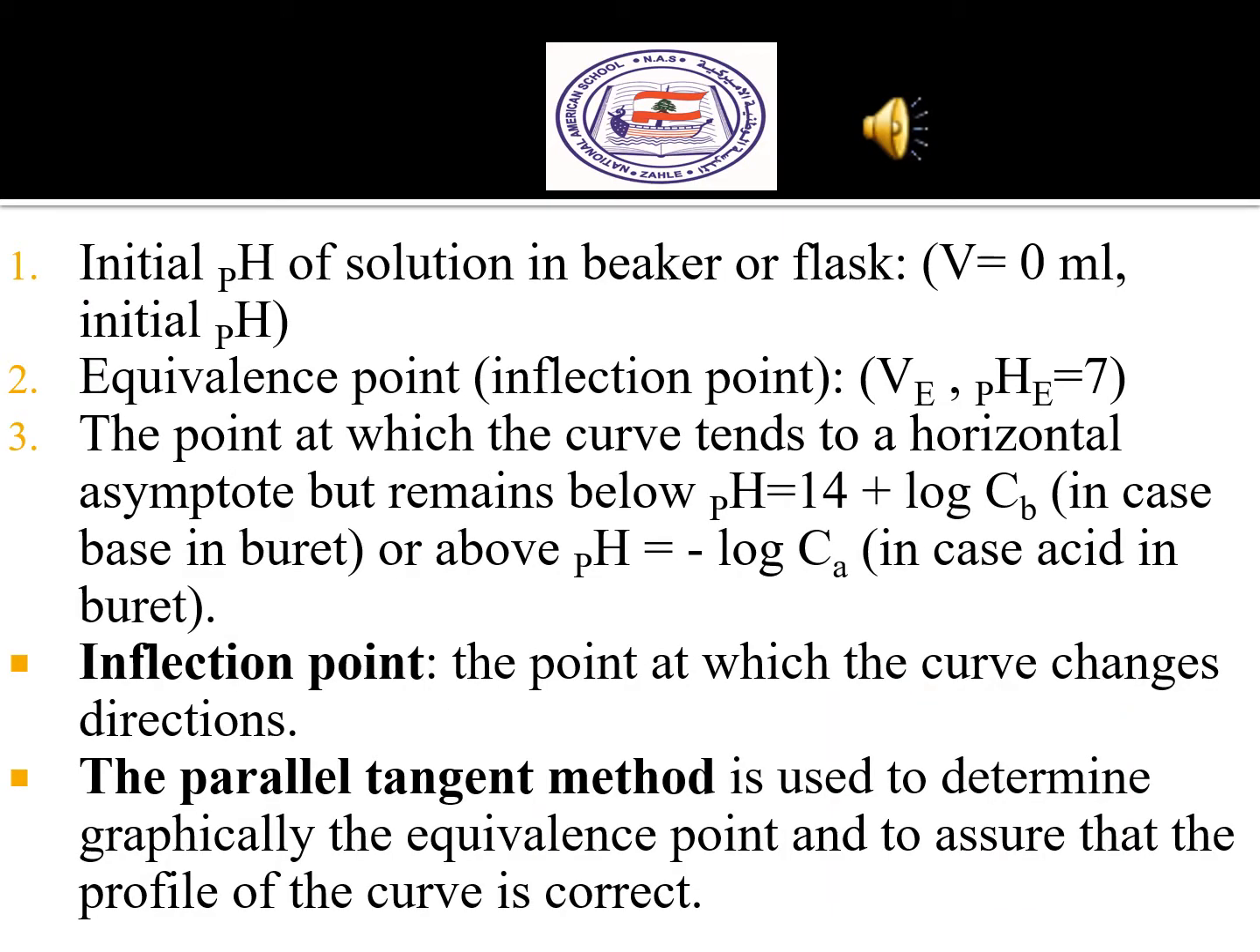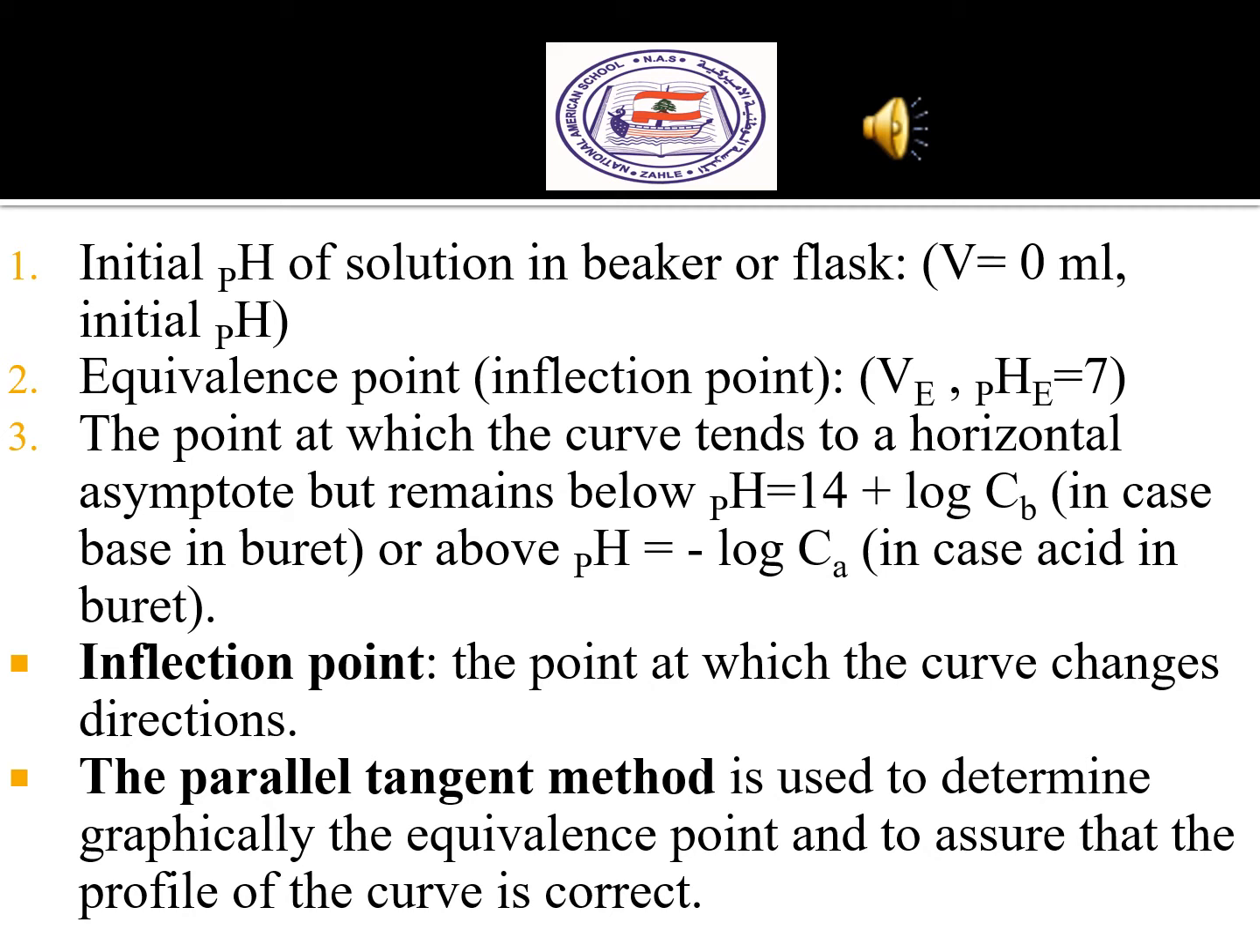The first remarkable point in the graph is the initial pH of the solution in the beaker or the flask. Initial pH is the pH of the solution in the beaker or the flask when the burette has not been opened yet, which means that the volume equals 0 milliliters, meaning that we have not added any amount of the solution in the burette down into the beaker or the flask. So this is called the initial pH.